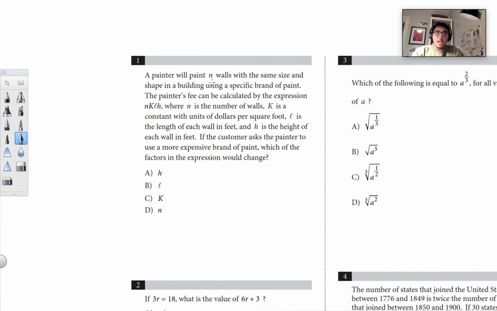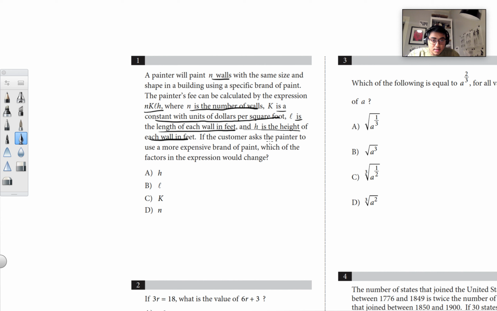A painter will paint n walls with the same size and shape in a building using a specific brand of paint. The painter's fee can be calculated by the expression NKLH, all multiplied together, where n is the number of walls, k is a constant with units of dollars per square foot, L is the length of each wall in feet, and h is the height of each wall in feet. So the paragraph here clarifies what each variable means. Now let's see what the question asks.